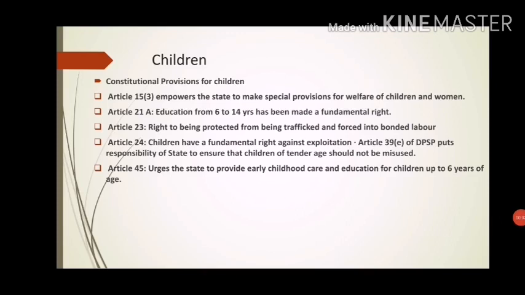Accordingly, various constitutional provisions are there for the protection of children. For example, Article 15 subclause 3 empowers the state to make special provisions for the welfare of children. Article 21A is the right to elementary education. Article 23 is the right to be protected from being trafficked and forced into bonded labor. This is a very severe issue: trafficking of children and engaging them in various household works, that is human trafficking. Then Article 24, Article 39 subclause E, and Article 45. All these articles are there in our Constitution to protect the interests of children.